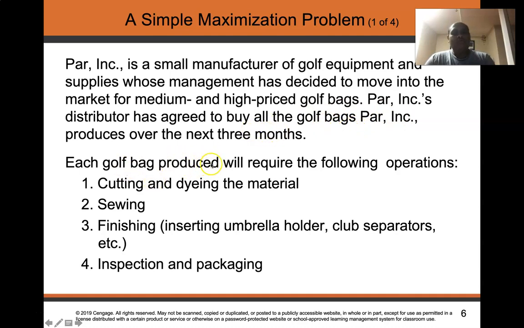Now, each of the golf bags that are made is required to go through 4 different departments or 4 different operations: cutting and dyeing the material, sewing the material, finishing it, inserting the umbrella holders, cup separators, etc., and of course inspection and packaging.